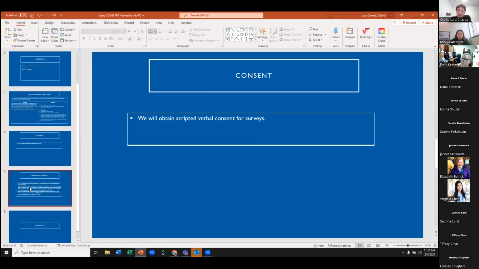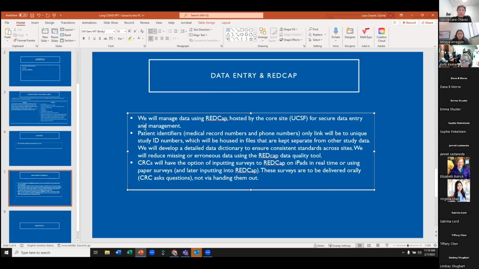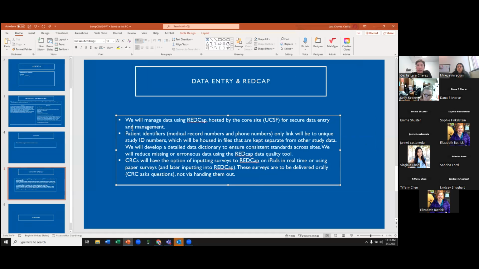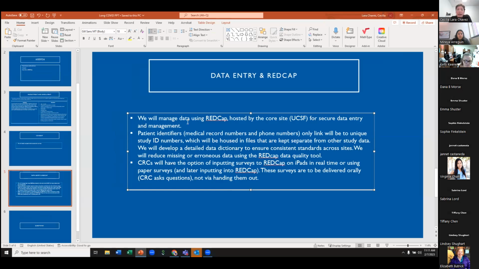And then the data entry. As everybody knows already, it's going to be hosted by UCSF. And I think the majority of the CRCs or RAs have been added to RedCap. If you still don't see your name added, please feel free to email me. I know I'm working with one other CRC that for some reason looks like they already created a RedCap, but they haven't. So I have to submit a ticket to IT for that. So if you're having any problems with RedCap or accessing it, please email me.